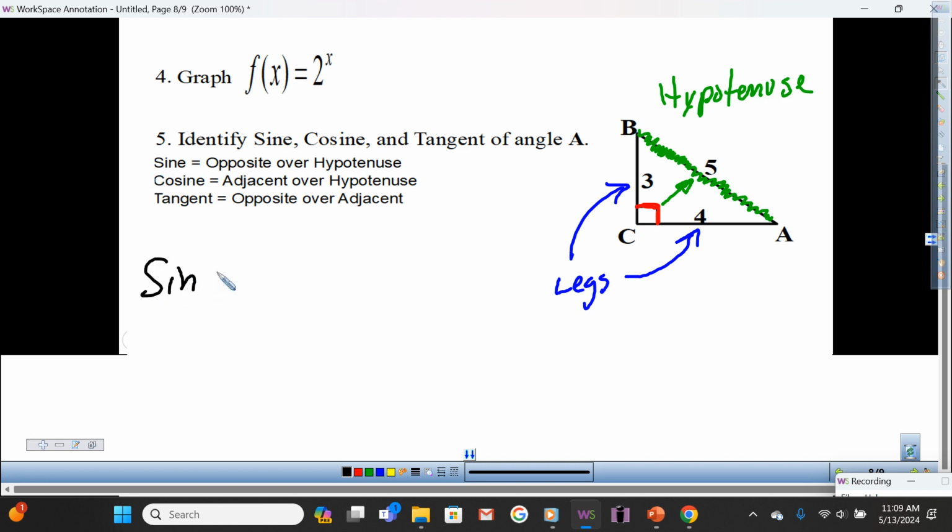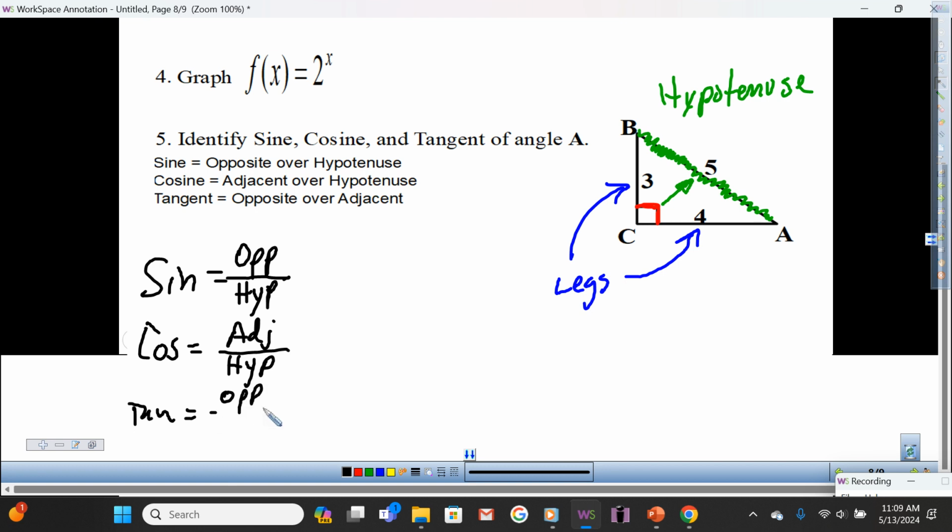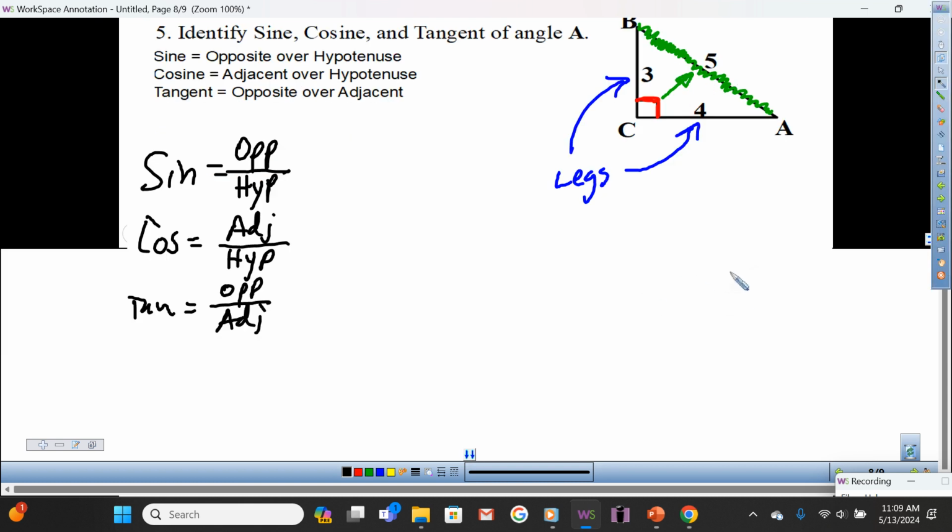Sine equals, copy this please, opposite over hypotenuse. Opposite over hypotenuse. Cosine is adjacent over hypotenuse. Adjacent over hypotenuse. Tangent is tan equals opposite over adjacent. Opposite over adjacent. Now, let's talk about the word adjacent.